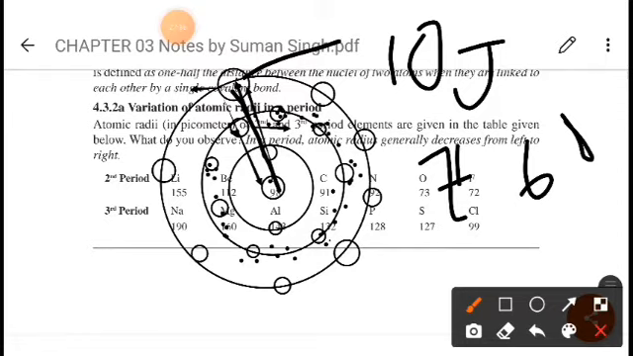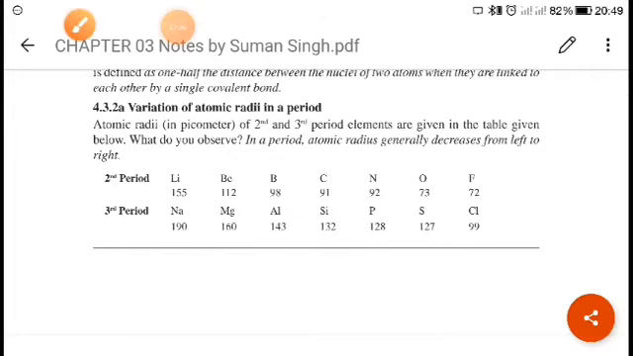This type of effect is called the shielding effect or screening effect. I will use this word later on in this chapter, so keep it in mind. The decrease in the force of attraction exerted by the nucleus on the valence electron due to the inner electrons is called the shielding or screening effect. I hope you have understood this.